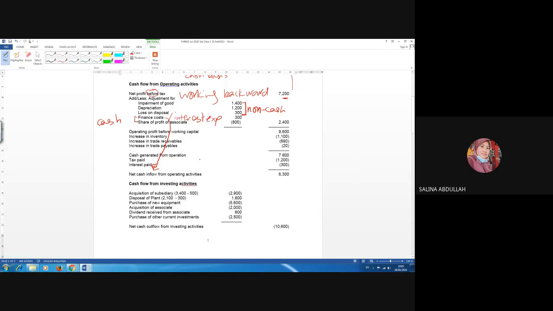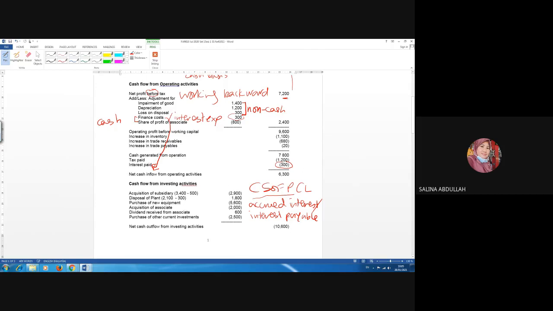Why? Because when you refer to SOFP, you have to look at the consolidated SOFP. There are items that we call accrued interest. So when we have accrued interest or interest payable, in this situation, what happened? The amount of finance cost here will not be the same as the amount of interest paid, because at the end of the year, the company still has a certain amount of interest which is not yet paid. You can refer to consolidated SOFP under current liability.